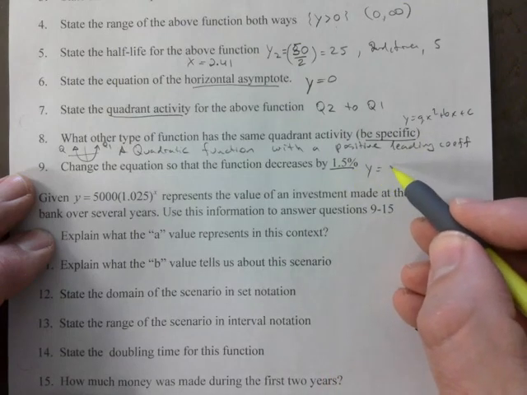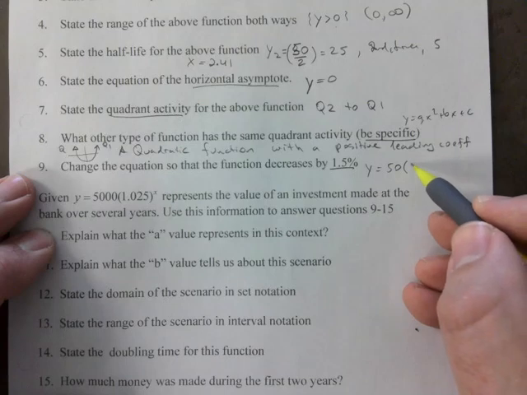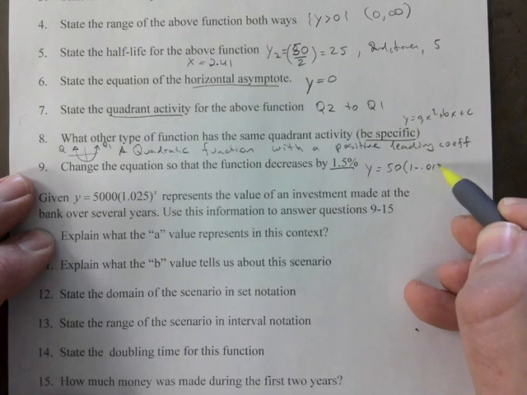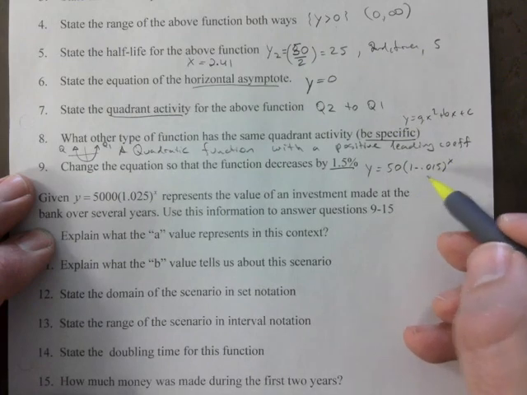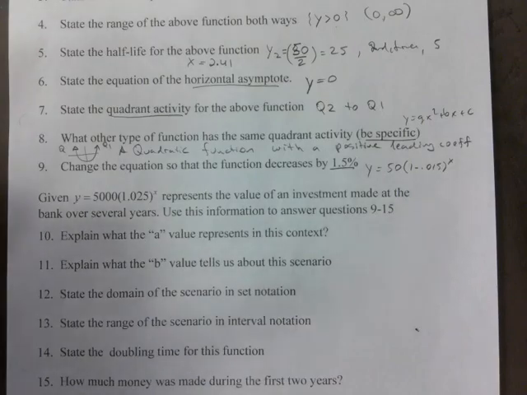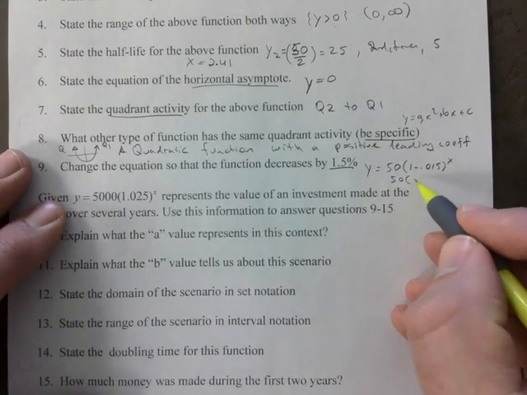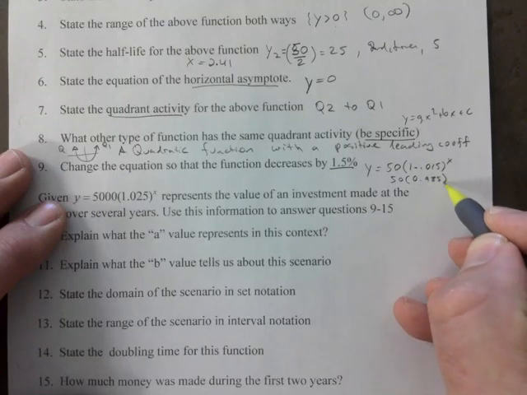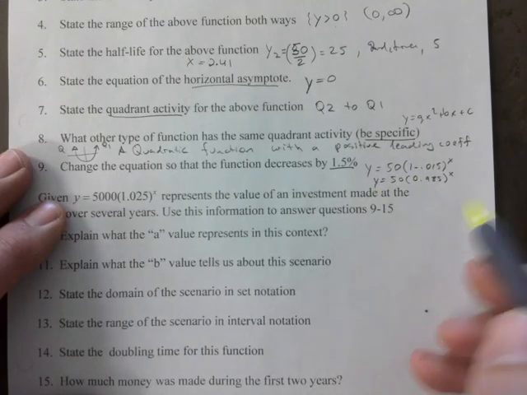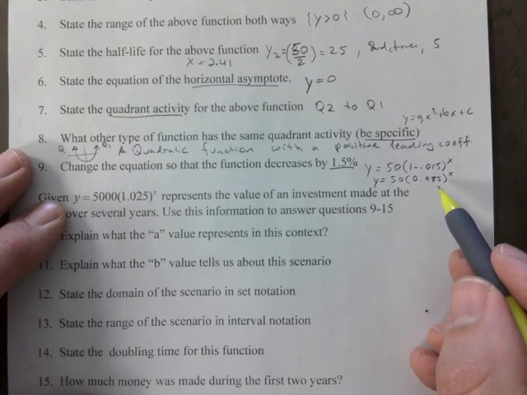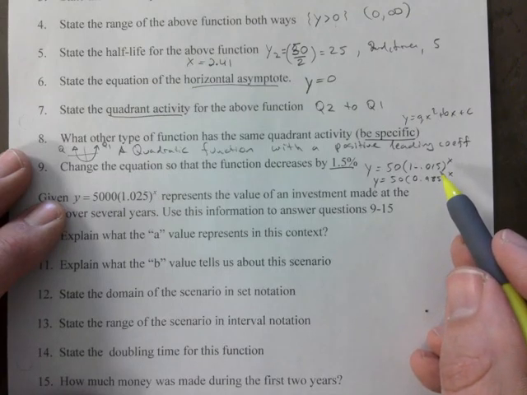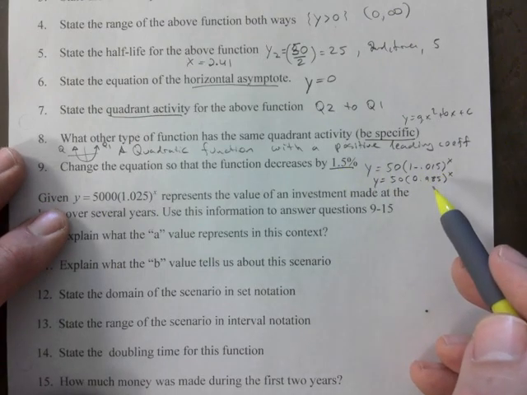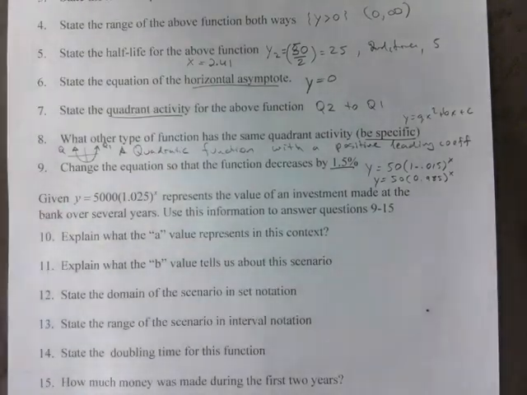Change the equation so that it decreases by 1.5%. So you basically go 1 minus 0.015 to the x. Technically that is good, you could leave it like that. I would like to see 0.985 to the x. So you take away 1.5%, turn it into a decimal, take it away from 1, and then you got it.